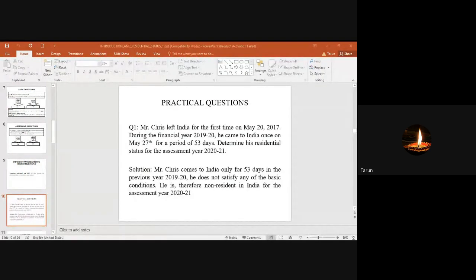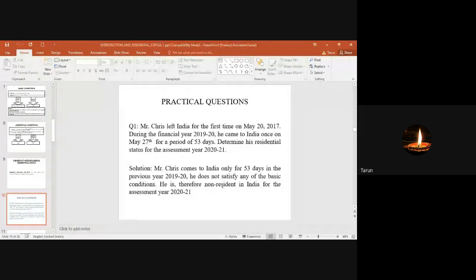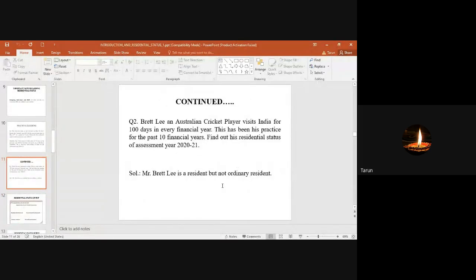Any doubts in this question, students? So this is how to apply the conditions and rules to practical questions. Once you memorize the conditions and how many days would be counted to exactly know the residential status of an individual, you can easily grab the question and estimate the answer. Let's proceed to another question.